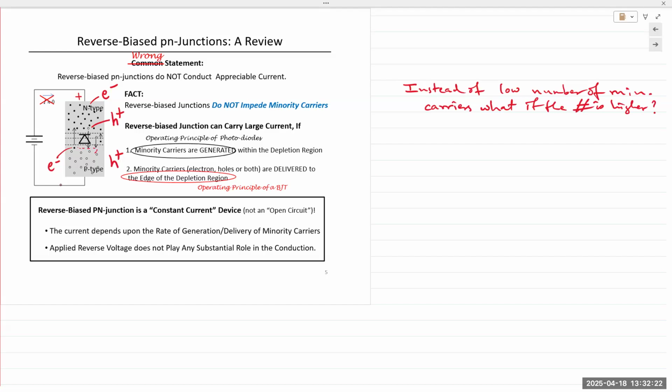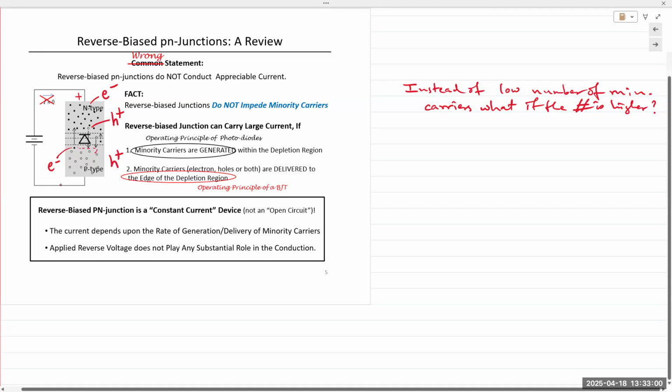Forget the word minority for a second, because in this case it applies as in the number is low. Just focus on the fact that in a P-type material, you have a large number of electrons available, and they're close to the edge of the depletion region. So if they acquire sufficient energy to cross over the junction, what happens? Current, and a large value of current. And the same thing happens for the holes. And that is one of the key operating principles of a BJT.